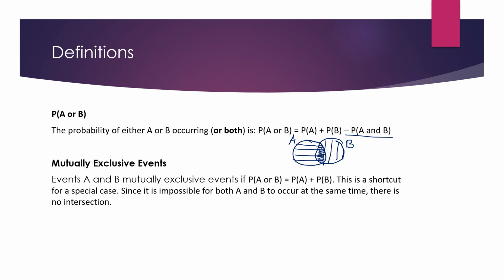Mutually exclusive events are a little different. We consider events mutually exclusive if there is no overlap. In other words, the probability of A happening and the probability of B cannot both occur at the same time. Since there's no overlap, we can skip the part of subtracting out that extra part and just add the 2 probabilities together.